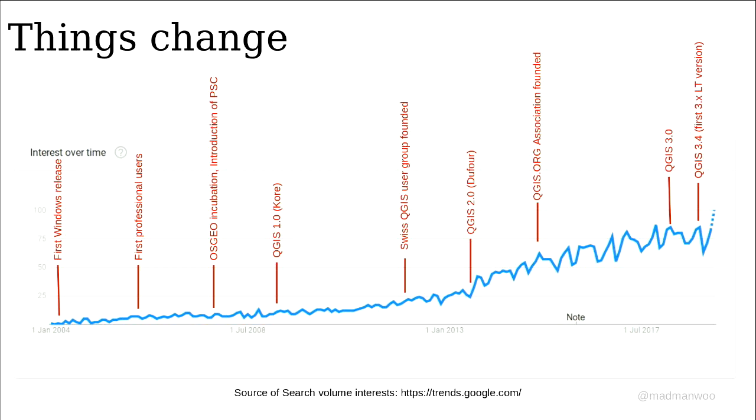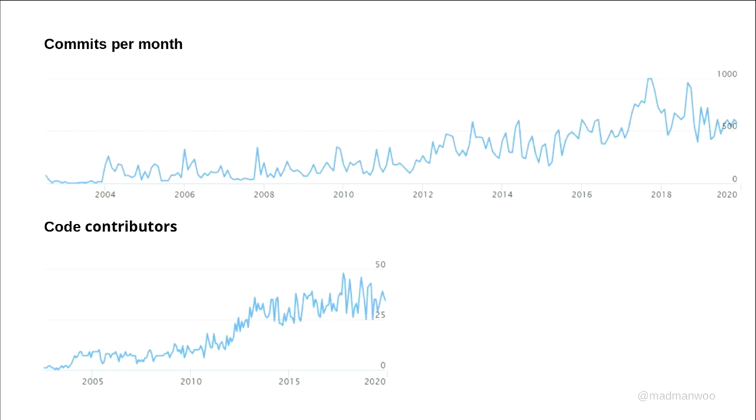This is the Google Trends history for it, and you can see there's a first Windows release back there, and the formation of the project steering committee, and eventually the trends just grew up. This only goes to 2017. I didn't generate further than that because it's not my graphic that I stole. But you can also see the commits also increased quite rapidly, and also the core contributors.